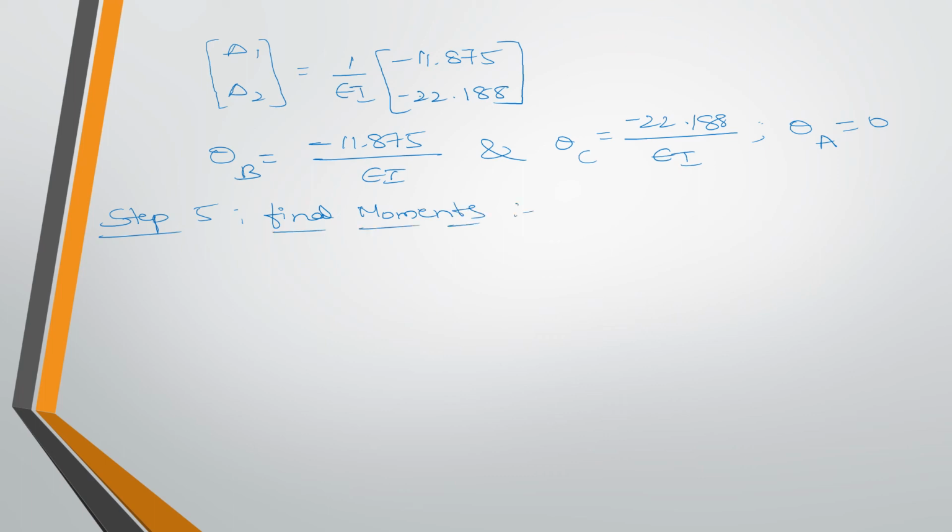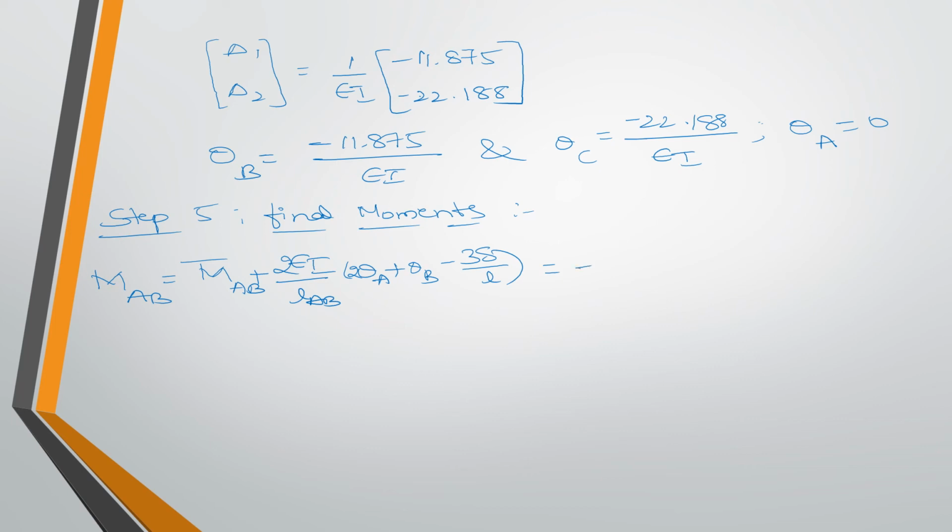To calculate the final moments, first on AB, MAB is equal to M bar AB plus 2EI by L of AB, 2 theta A plus theta B minus 3 delta by L. This is the slope deflection equation. Here MAB is the final moment and M bar AB is the fixed end moment. So substitute the values already calculated: the fixed end moment, theta A, theta B and deflection.